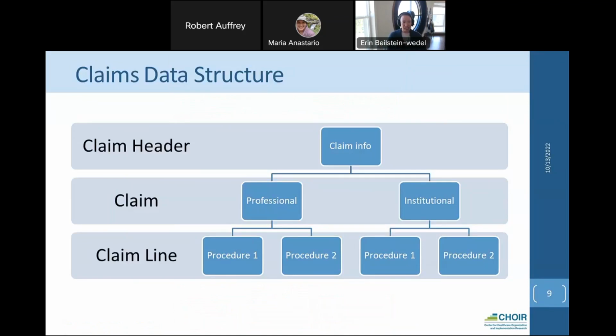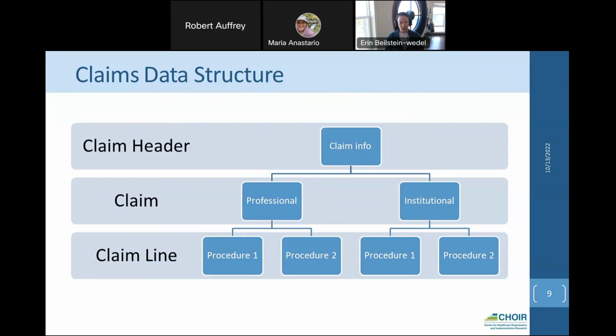So for the claims data structure in the VA, there's usually a table or tables for the claim header. That contains information that is on almost every single claim. So the person that the care was provided to, usually some sort of date for when the care was provided, although you might not want to use that date depending on what it is. And then usually some sort of service facility. So where was the claim coming from? What provider gave the care?